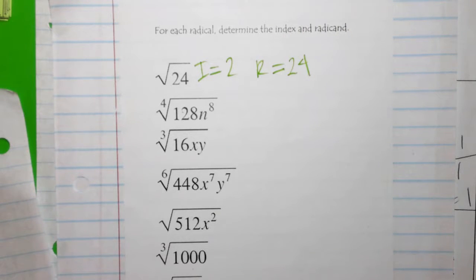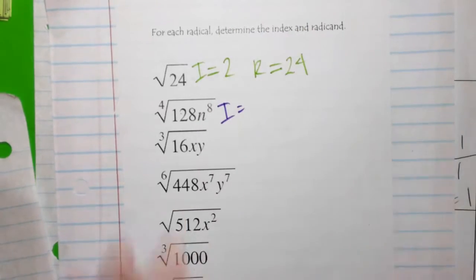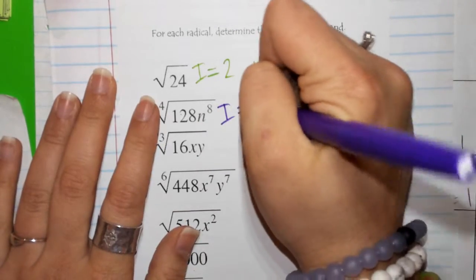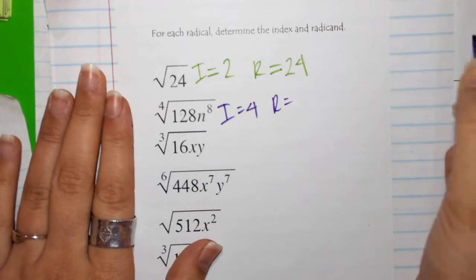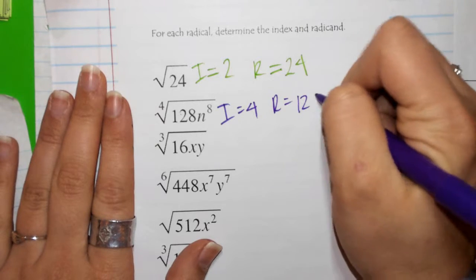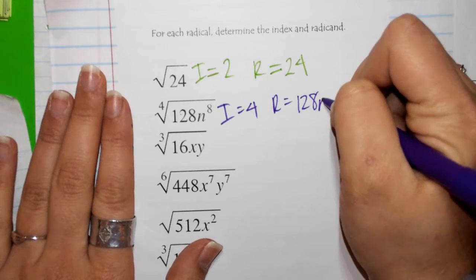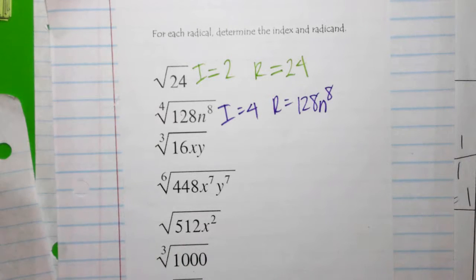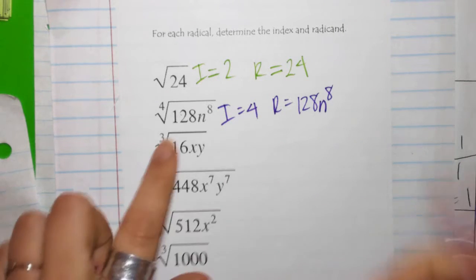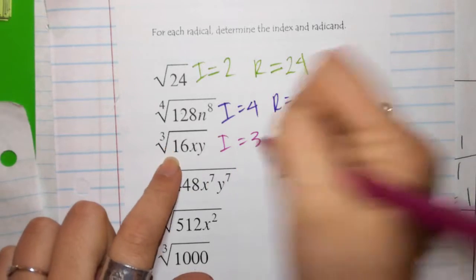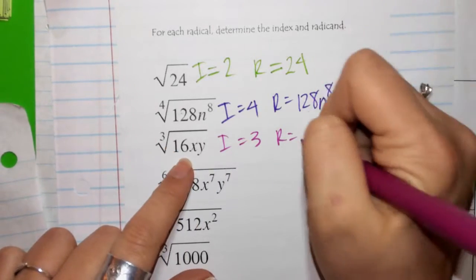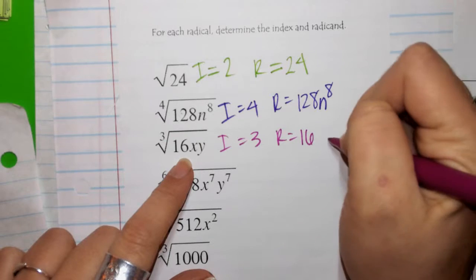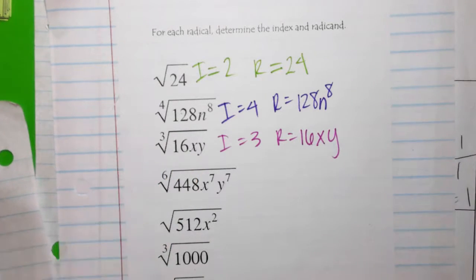All right, Gryffindor, can you earn your point for your team and tell me what the index is? 4. And what's the radicand? You have to add everything. 128 n to the 8th. Take a point. All right, Hufflepuff, what is the index of the next one? 3. And the radicand? 62 x, x, y. Awesome. Take a point.